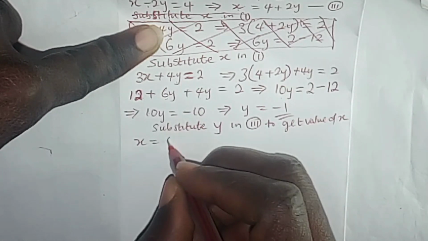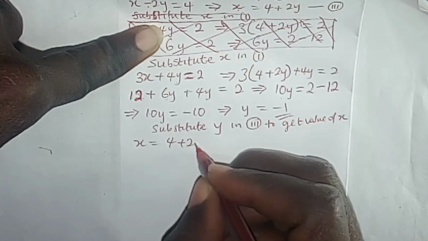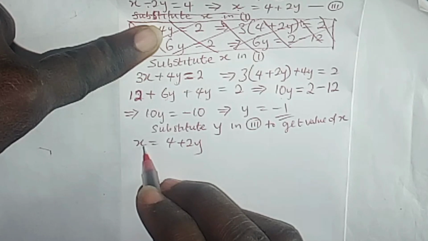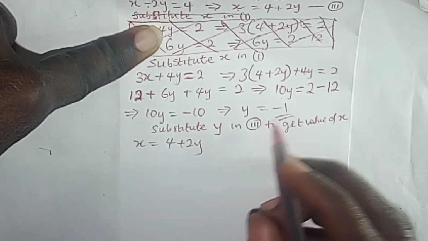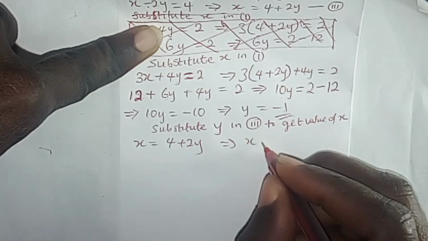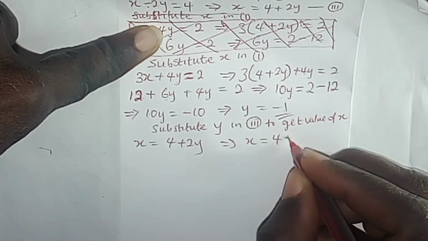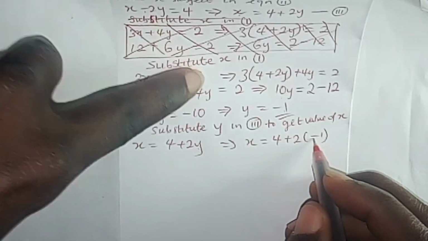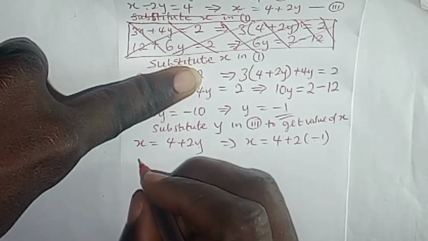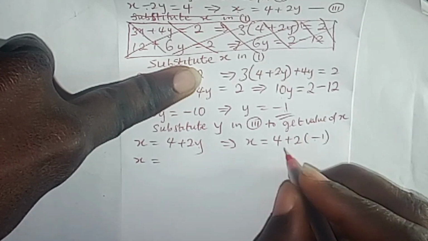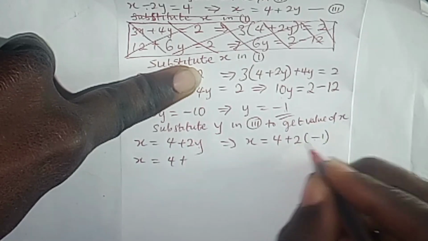3x is the same thing as 4 plus 2y. So from here, this is the 3, that is the one we make the subject of formula. Therefore, when we substitute y as -1, this implies that x is equal to 4 plus 2 into bracket -1. Therefore, instead of y, we replace it by -1. And then when we multiply, this is the same thing as x is now equal to 4 plus 2 times -1.